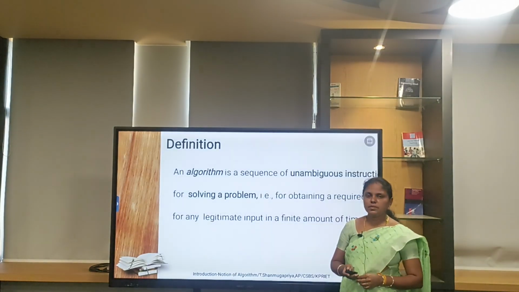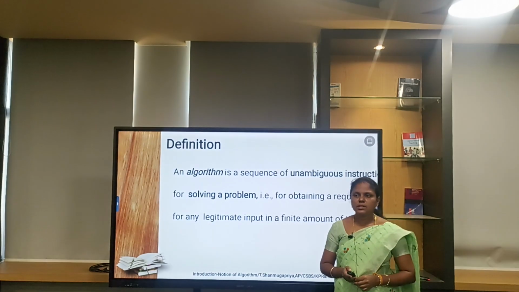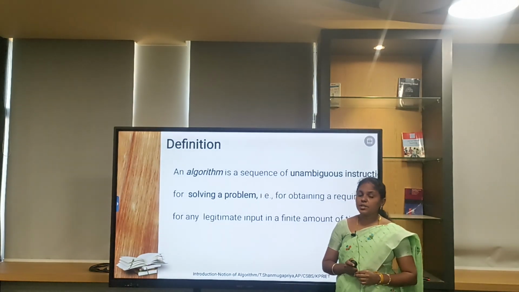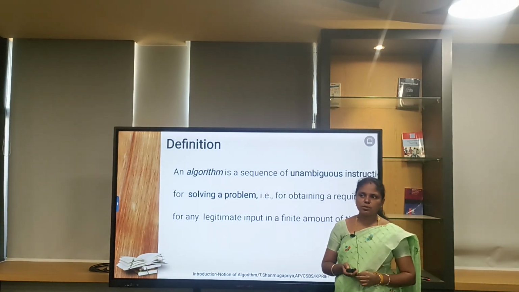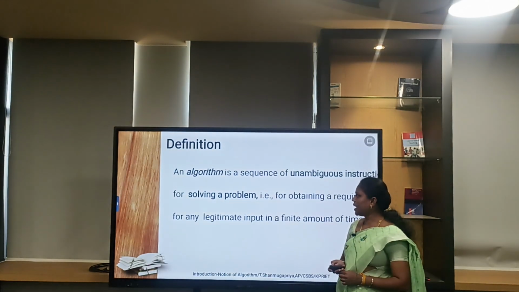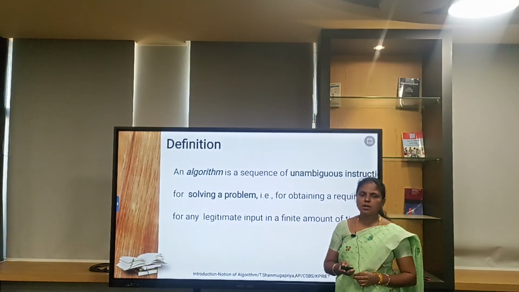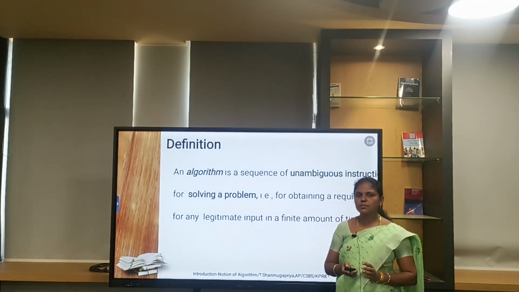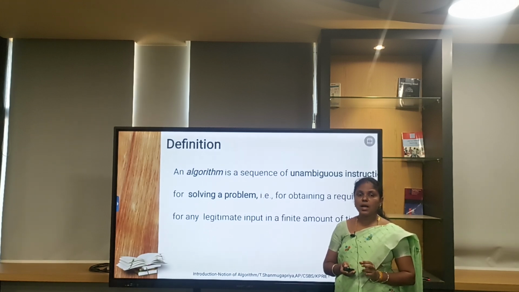So, the definition of an algorithm. Initially you know the definition of an algorithm as a set of instructions. Here it's a little different. An algorithm is a sequence of unambiguous instructions for solving a problem. You will get an input, and you get an output in a specific amount of time for a specific set of input. Yes, your algorithm should be unambiguous.